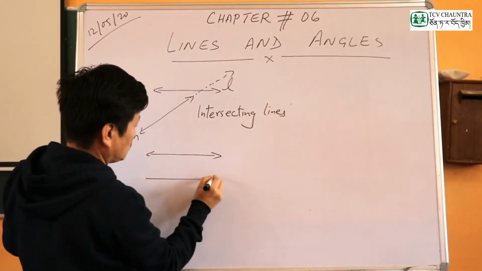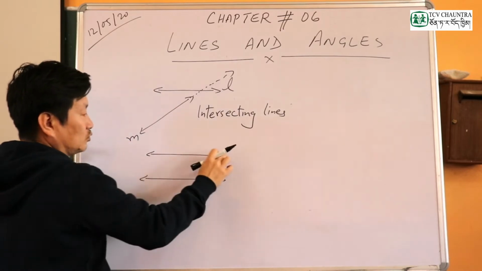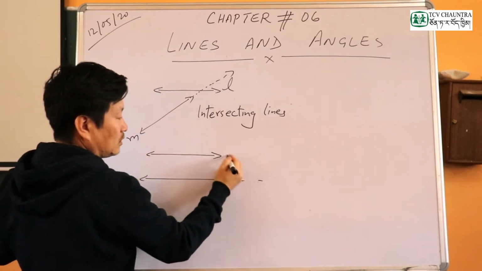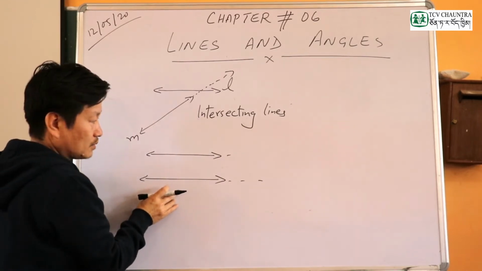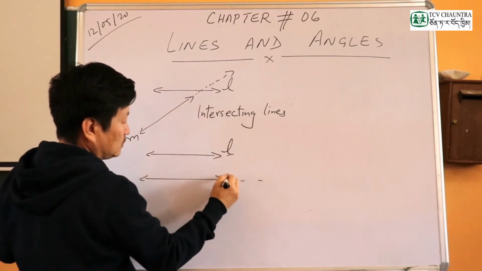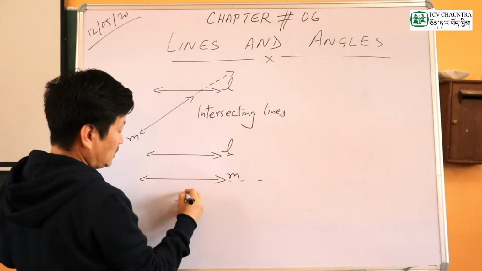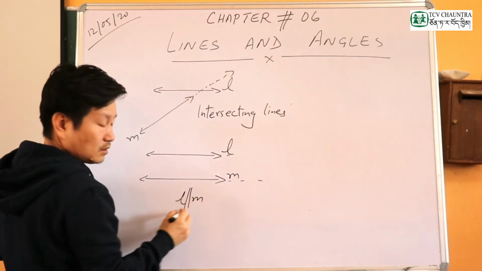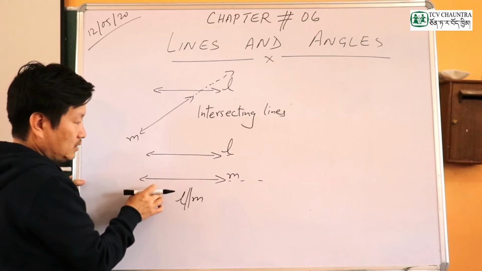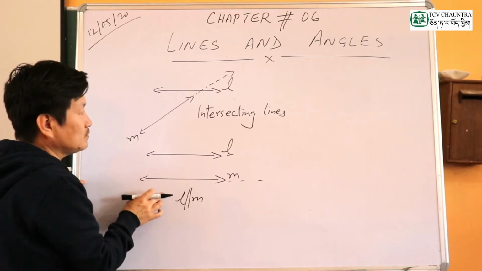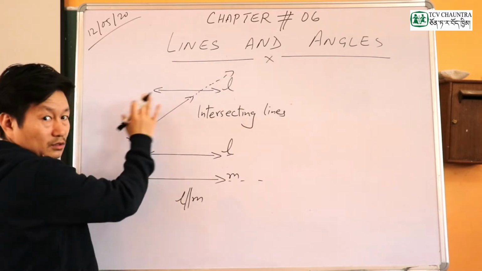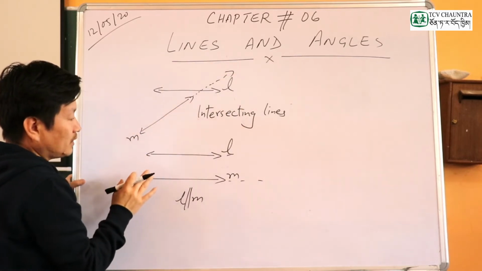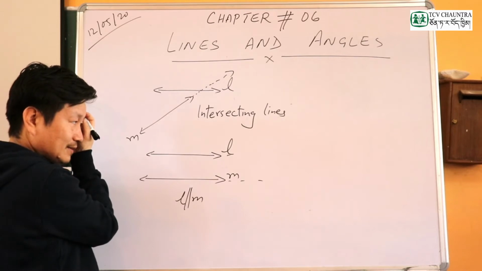What if the two lines never meet? Then they are called parallel lines. Line L is parallel to line M. Parallel lines lie in the same plane and never meet.